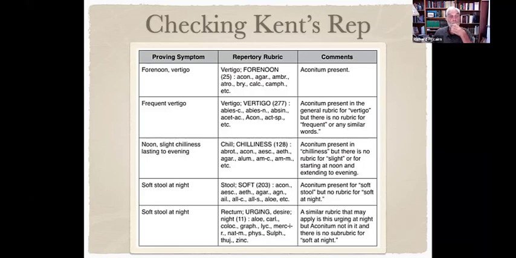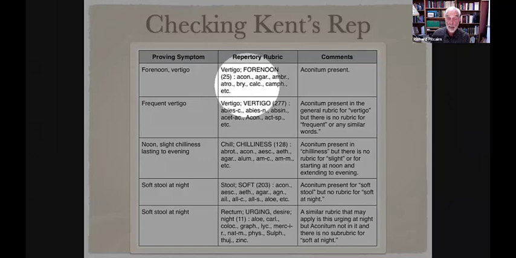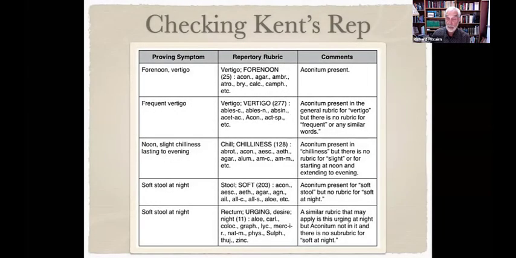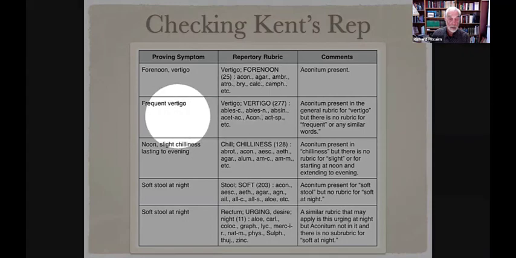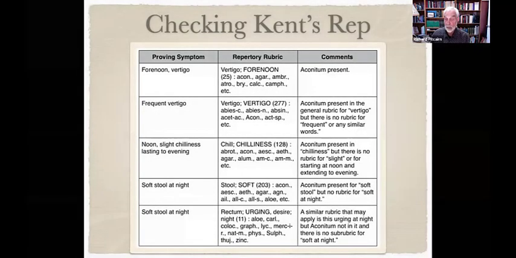So the first one is vertigo before noon. I find a rubric in Kent's repertory here, vertigo, forenoon. There's 25 remedies, and aconite is in there. So that did appear in Kent's repertory. Then we go down to the next one here, frequent vertigo, and we find vertigo, there are 277 remedies for this rubric in Kent's, and aconite is there. It's present in the general rubric for vertigo, but there is no rubric for frequent or any similar words in Kent's.